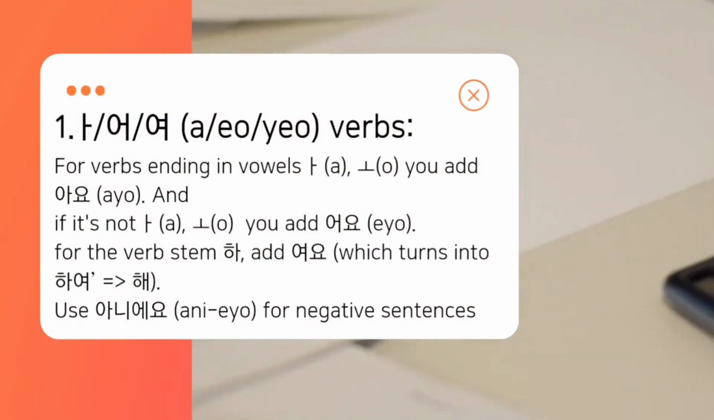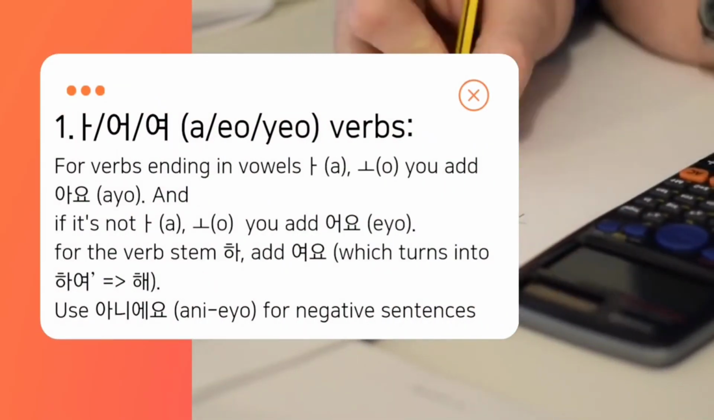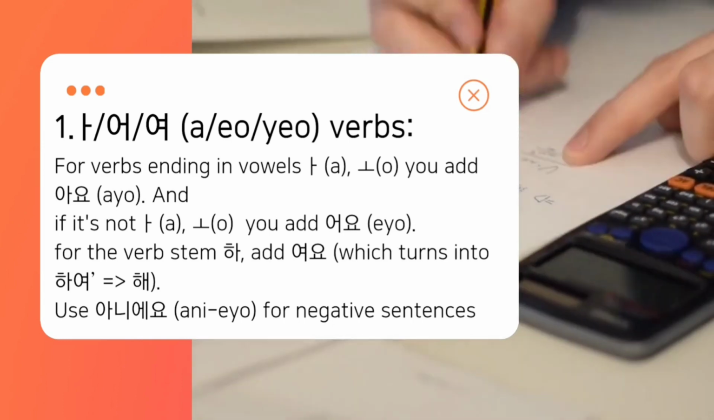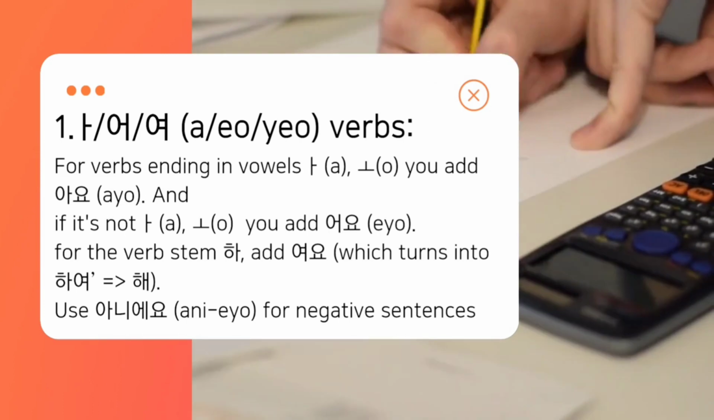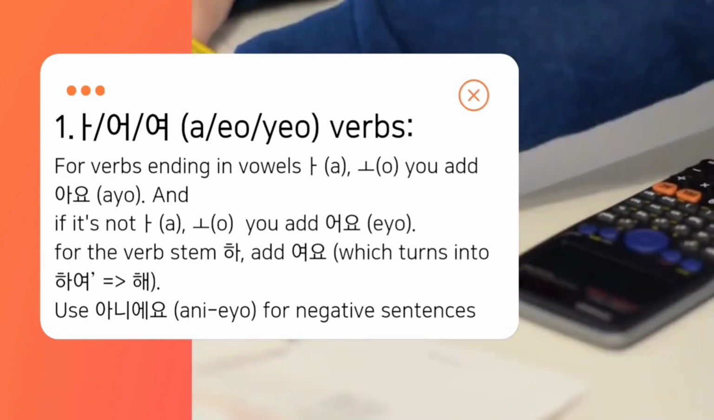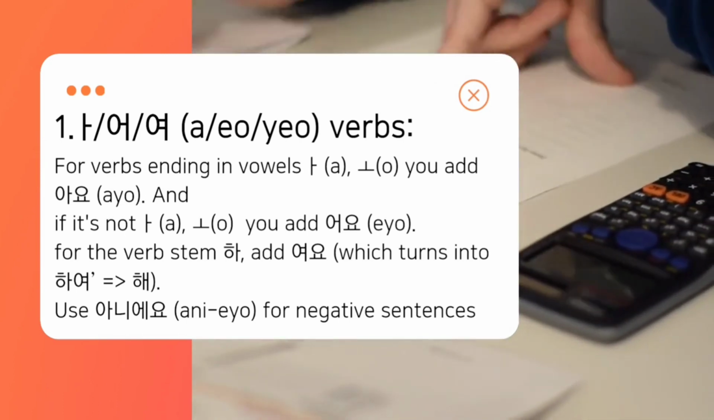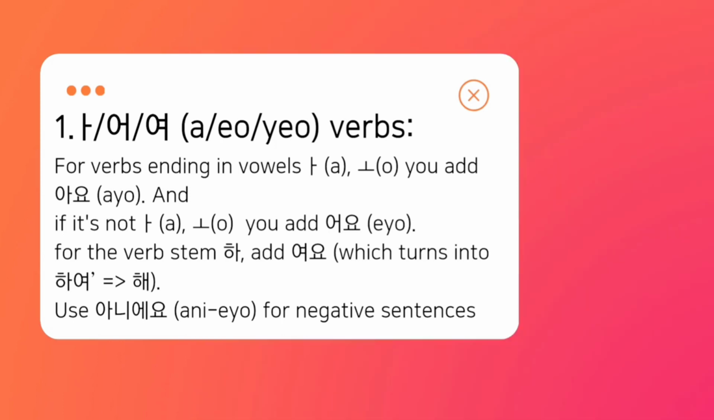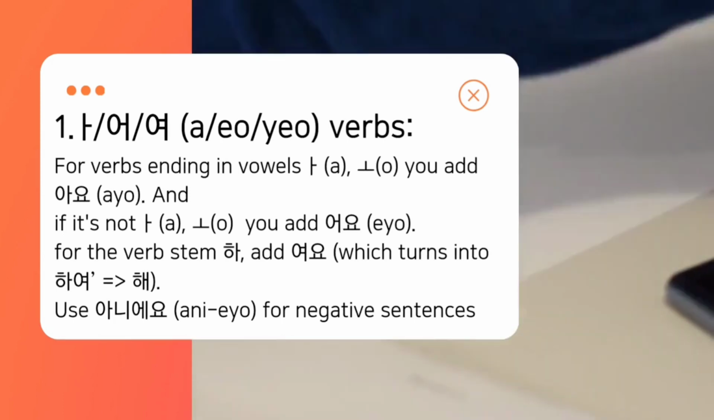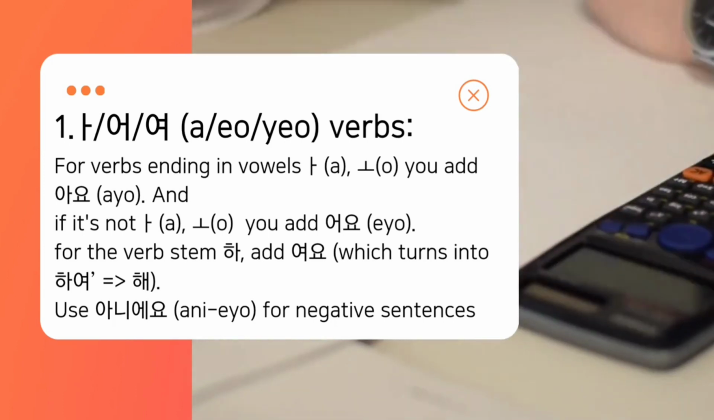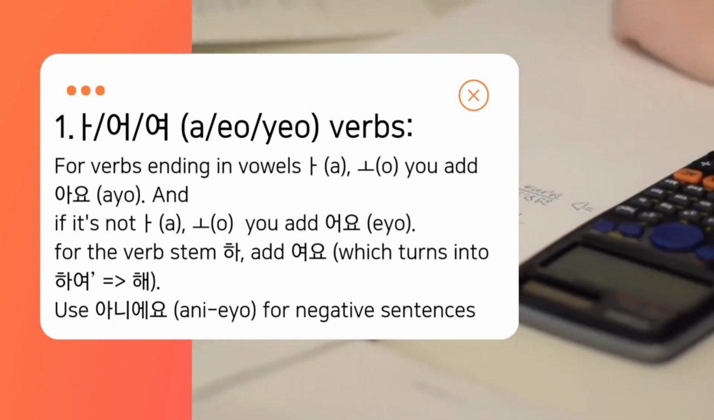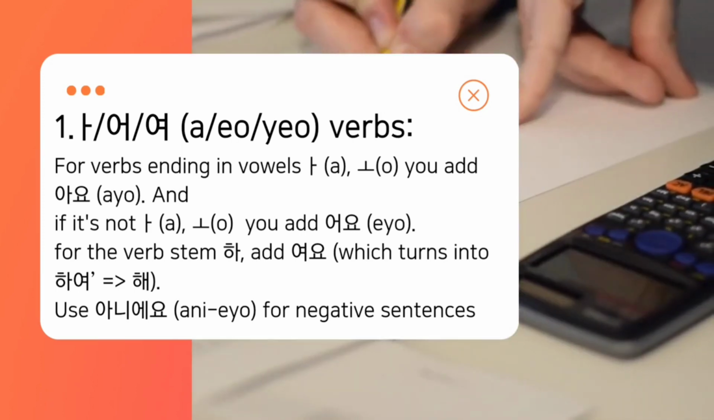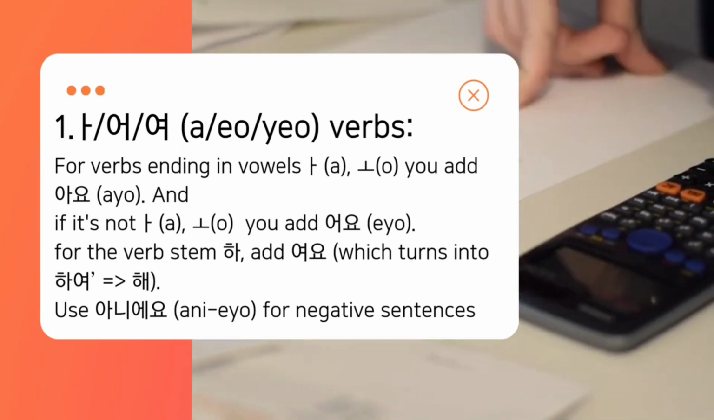1. 요 verbs. For verbs ending in vowels, you add 아요. If it's not, you add 어요. For the verb stem 하, add 여요, which turns into 해요. For negative sentences, use 아니에요.